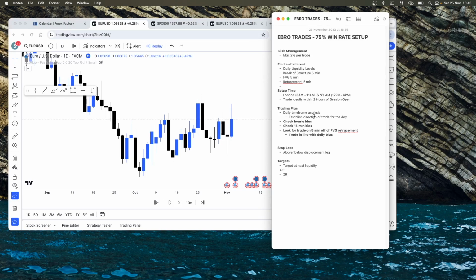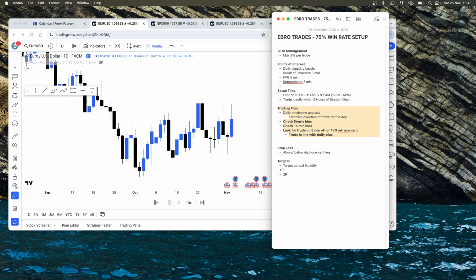So what's the trading plan? And this is the good bit over here. So we'll be first using the daily time frame to do an analysis and find the direction of the trade we're going to take for the day. We'll be finding our daily bias using the daily time frame. That is the key part of this sort of trading methodology. Daily time frame, we'll be finding the direction of our trade for the day.